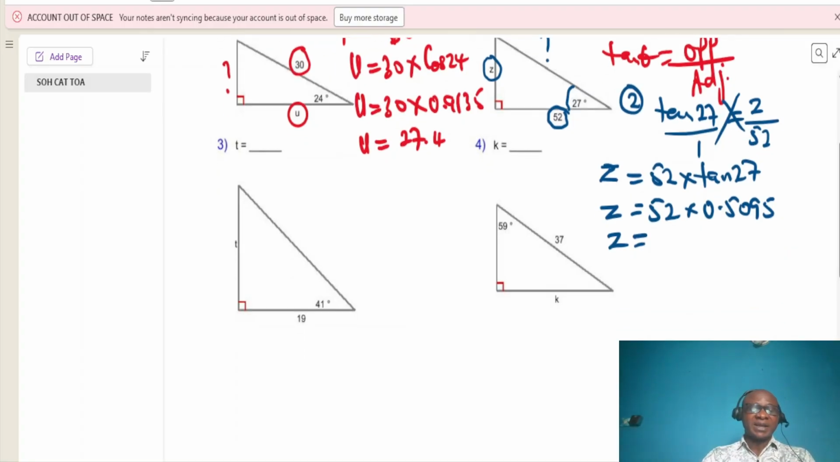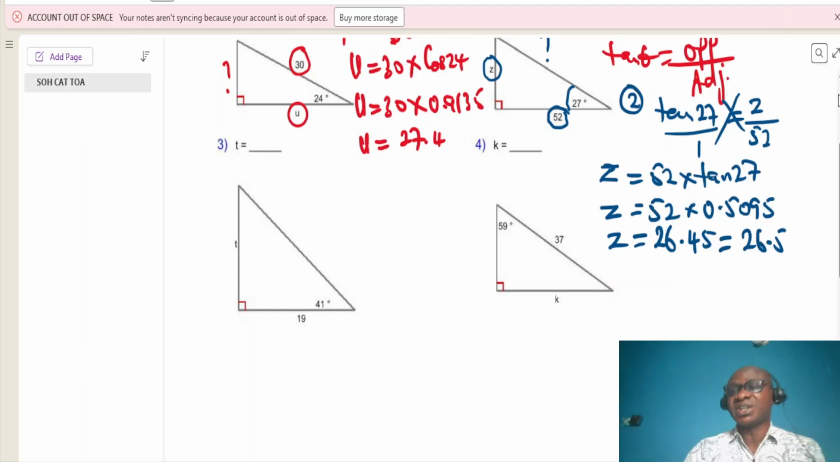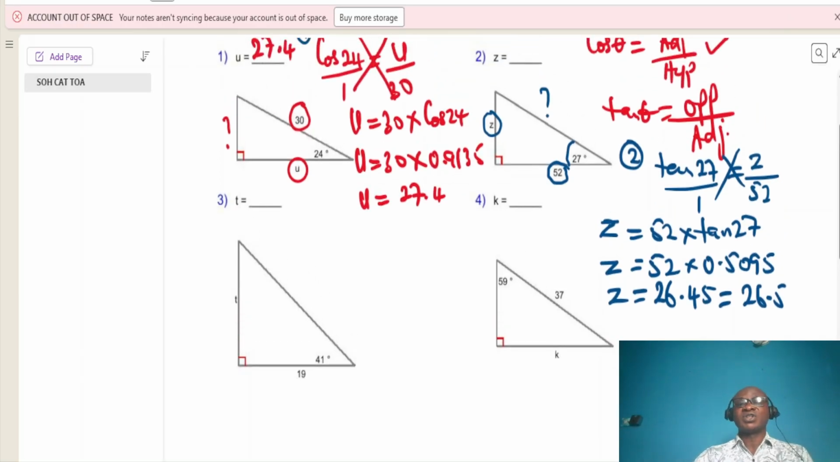Therefore, if I multiply it by 52, the value of z will now be 26.45, and to 1 decimal place, that is 26.5. That is the value of z in question number 2: 26.5 to the nearest tenth. Any question? Do you have any question? I'm asking you.